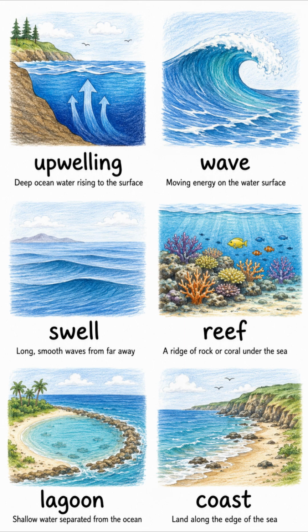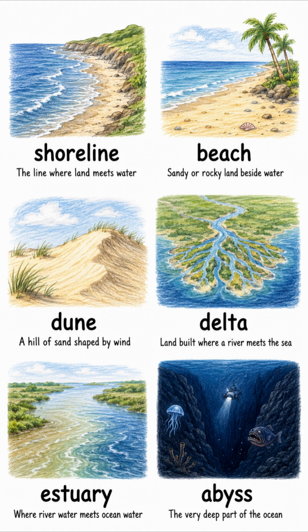Coast, land along the edge of the sea. Shoreline, the line where land meets water. Beach, sandy or rocky land beside water. Dune, a hill of sand shaped by wind. Delta, land built where a river meets the sea. Estuary, where river water meets ocean water.